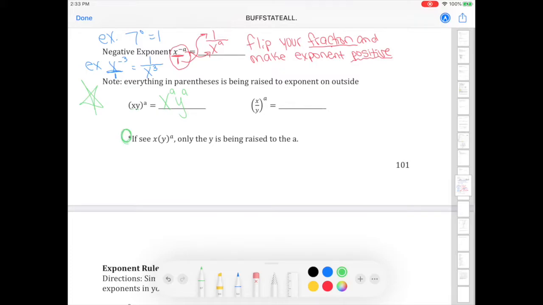Before even looking at that next line, look underneath it at this little star on the bottom. If you see x, then parentheses y to the a, notice only the y is in the parentheses, so that means only the y is being raised to the a. The x is not. Okay, so it's all about where your parentheses fall to see what's being raised to the certain exponent. So this one over here, x over y to the a, the x and the y are both in parentheses, so they're both being raised to the a. This is x to the a over y to the a.